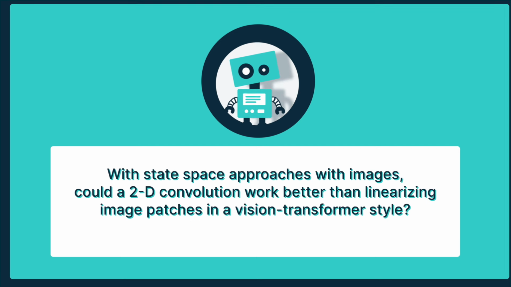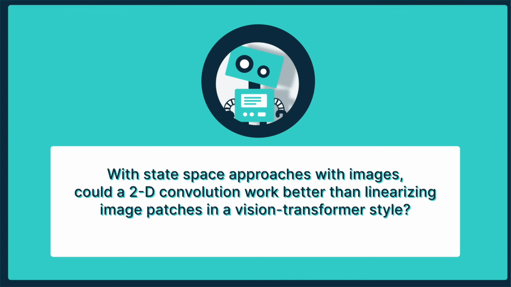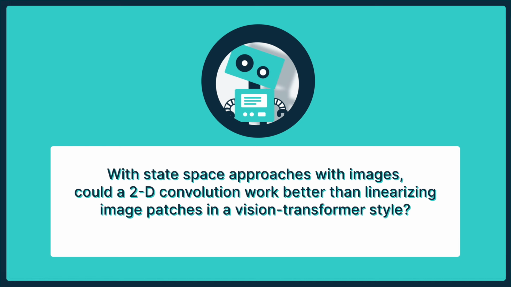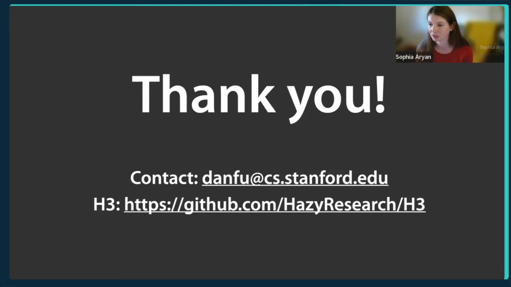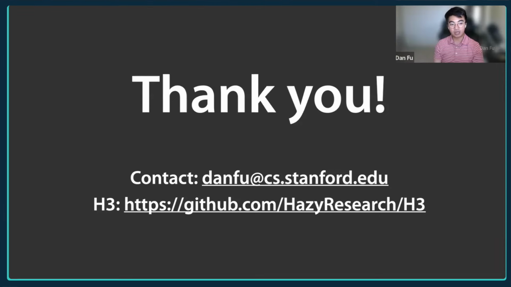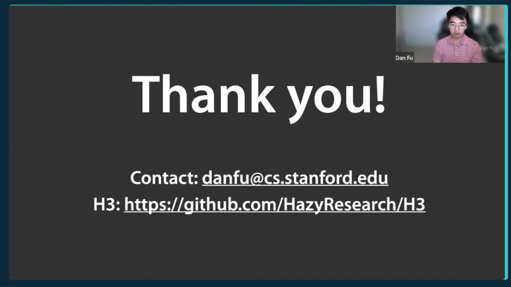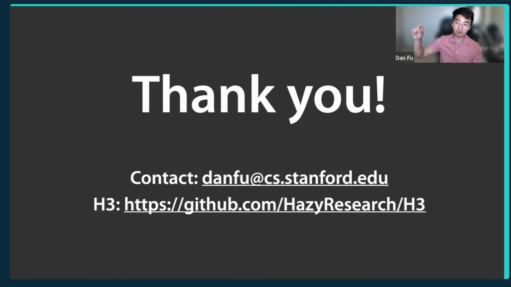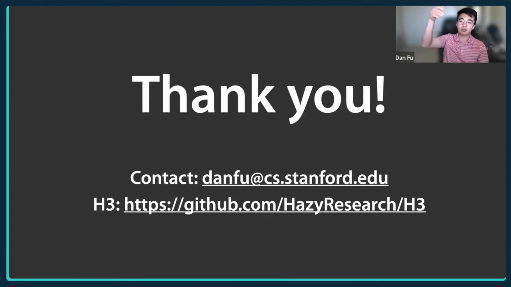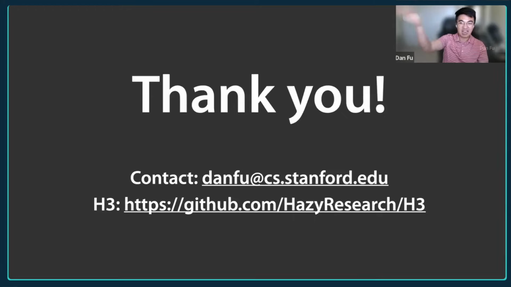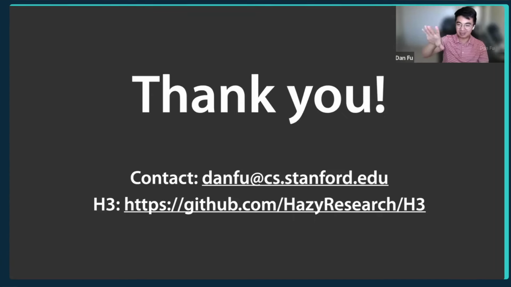Lonnie is asking, with the state space approaches with images, could a 2D convolution work better than linearizing image patches in a vision transformer style? Yeah, that's a great question. I think the evidence so far is that they all work about the same, which is kind of remarkable. You can flatten out your image completely and do a 1D convolution for the whole thing. Somebody actually trained a diffusion model doing this using SSMs, and it worked well. You could do the 2D patching vision transformer, and it works well.